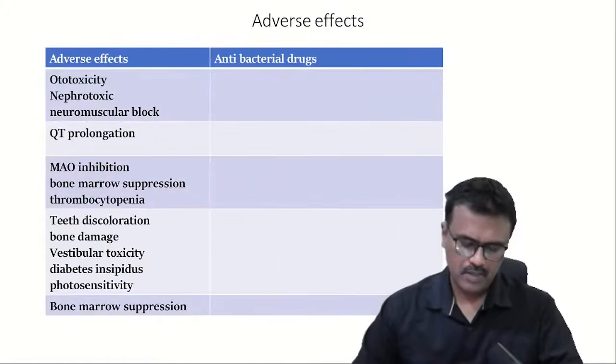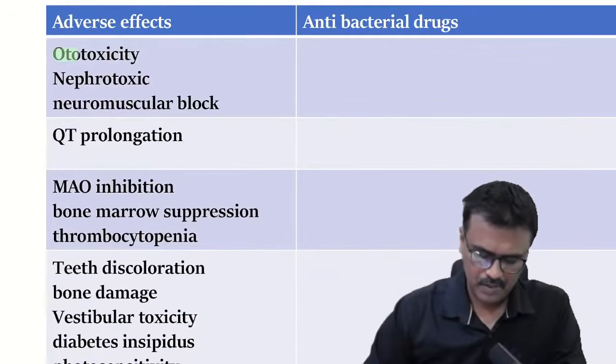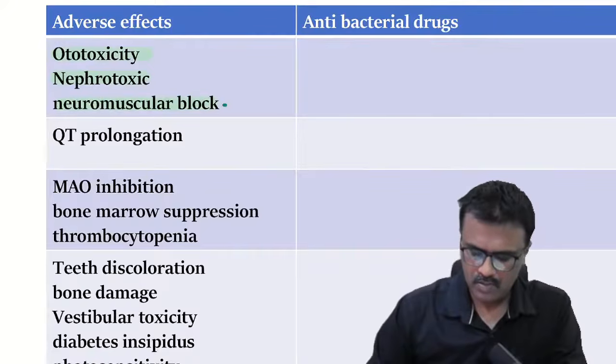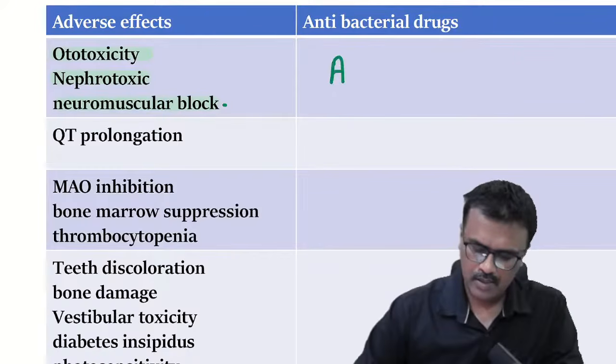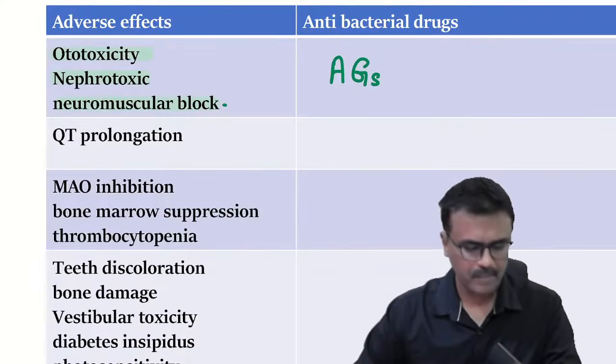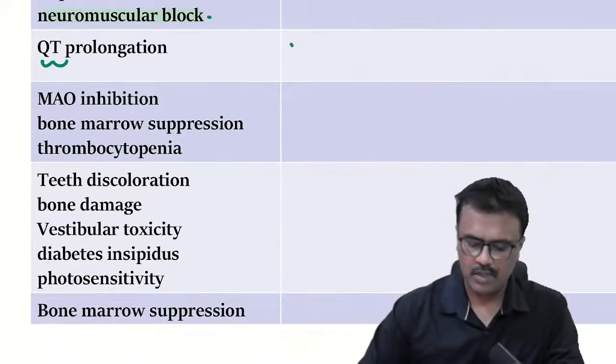Okay, if you are done with this, let us go with other adverse effects. Ototoxicity, nephrotoxicity and neuromuscular block. Particularly neuromuscular block is done by AGs. AGs means aminoglycosides. Yesterday I told you about QT prolongation. What drugs can do that?